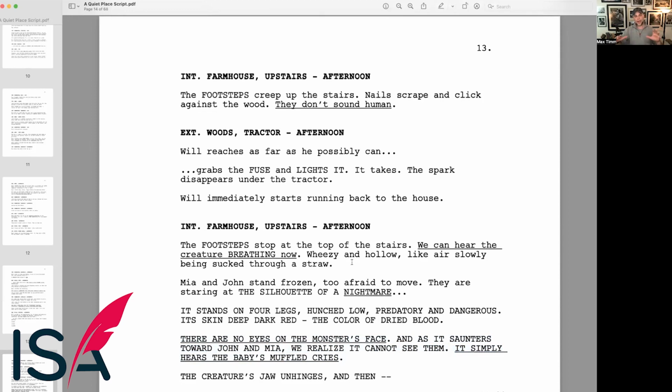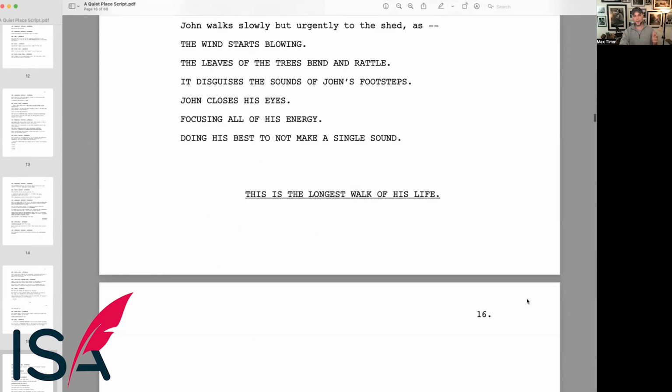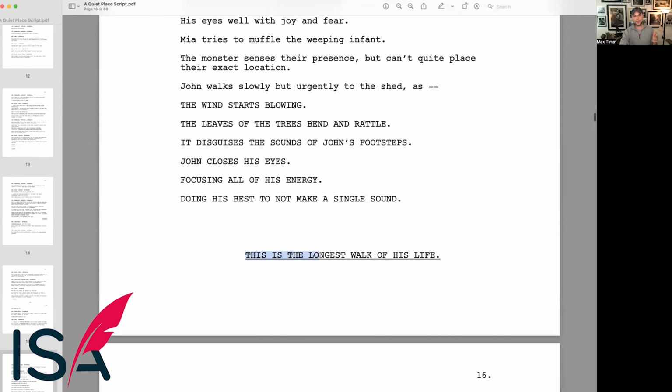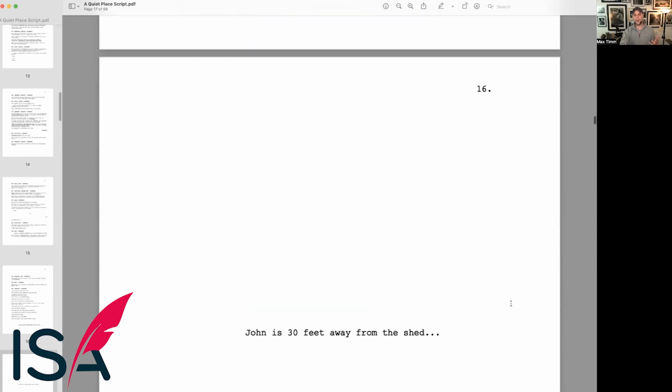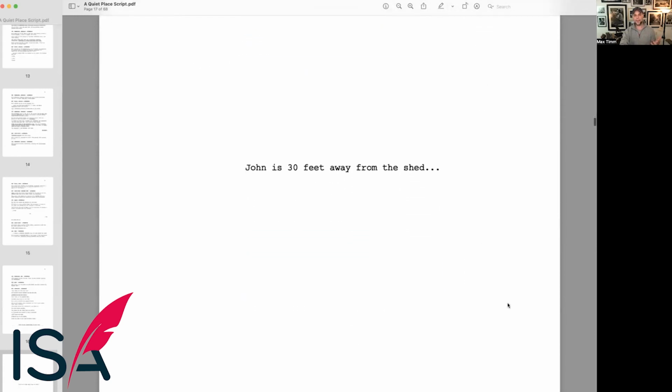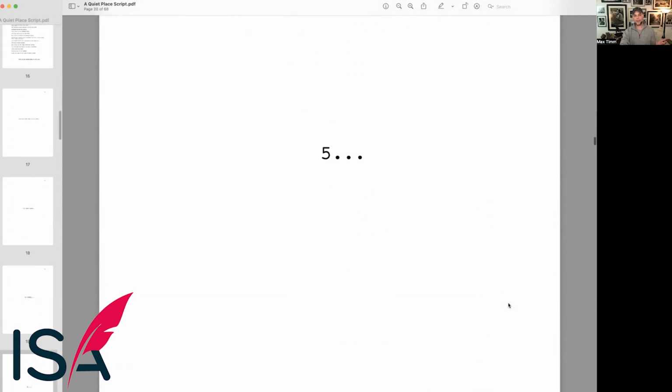They're doing it all the time, but that's just because this script was like an experiment that these writers were working on. Because look what happens once we really start going. Look how clean that is. Now we have this sudden centered line in the script. This is the longest walk of his life. And then we go to the next page. John is 30 feet away from the shed, 20 feet. I mean, look how engaging this is because of the type of script this is.